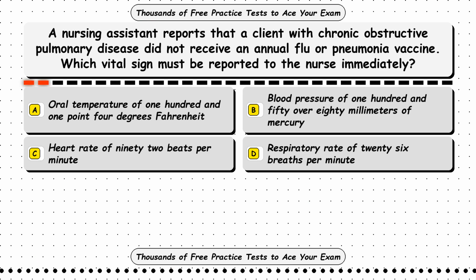Question 95. A nursing assistant reports that a client with chronic obstructive pulmonary disease did not receive an annual flu or pneumonia vaccine. Which vital sign must be reported to the nurse immediately? Option A. Oral temperature of 101.4 degrees Fahrenheit. Option B. Blood pressure of 150/80 millimeters of mercury. Option C. Heart rate of 92 beats per minute. Option D. Respiratory rate of 26 breaths per minute.